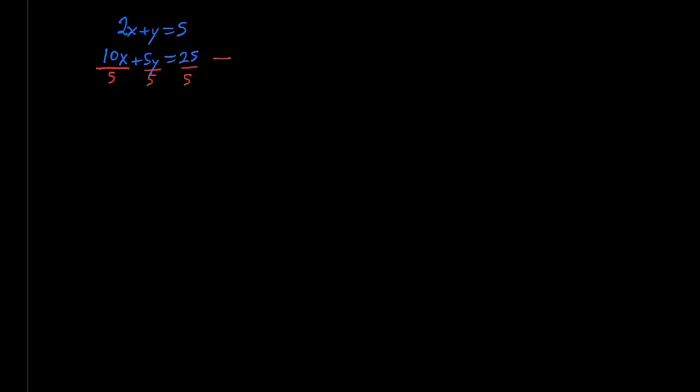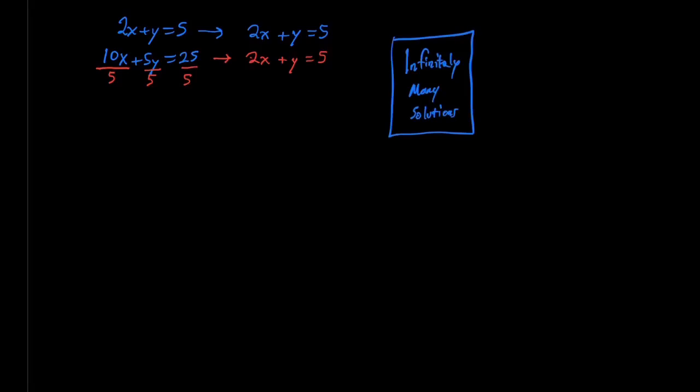And so it ends up being 2x plus y equals 5. Line these up, and you see it's the exact same equation twice. So this is where you would say that you have infinitely many solutions.